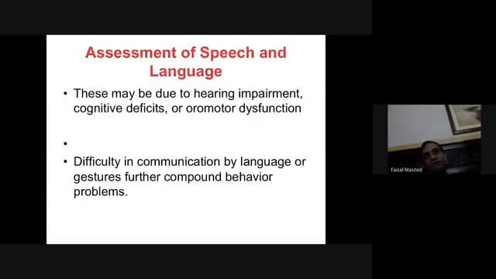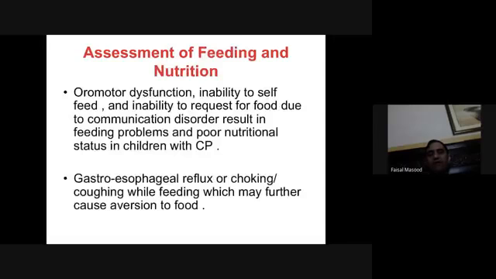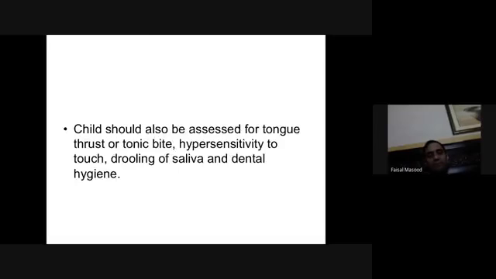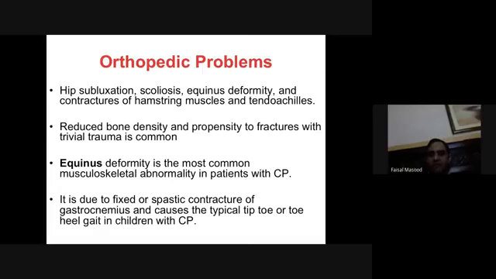One must see the speech and language ability of the child, feeding and nutrition, tongue thrust or tonic bite, hypersensitivity to touch, drooling of the saliva, and dental hygiene must be assessed. Orthopedic problems may be hip subluxation, scoliosis, equinus deformity, contractures of hamstring muscles and tendo-Achilles. Reduced bone density and propensity to fracture.